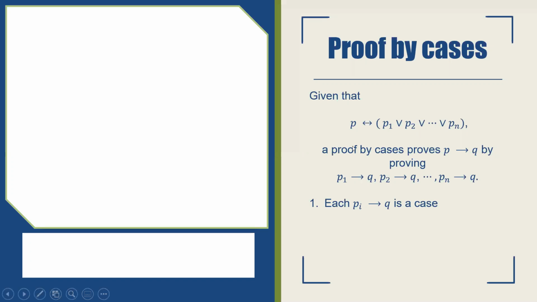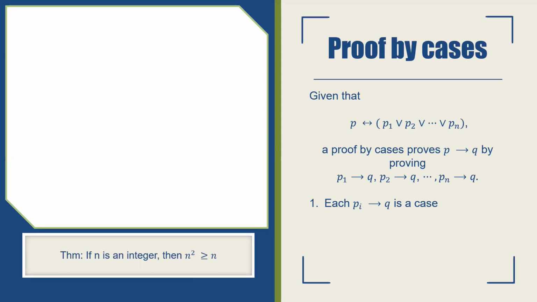We're saying if we're trying to prove something called P, and P can be broken up into case P1 or P2 or P3, then a proof by cases is going to just prove each individual case and then draw a conclusion from that. So let's see a quick example.